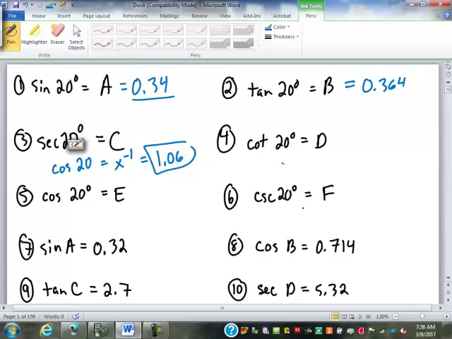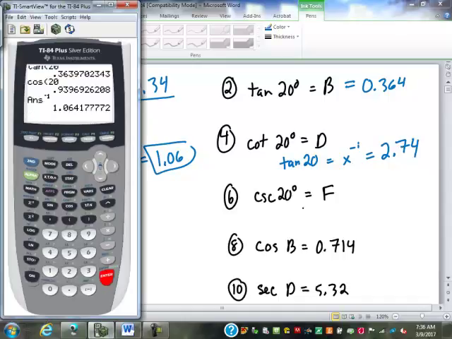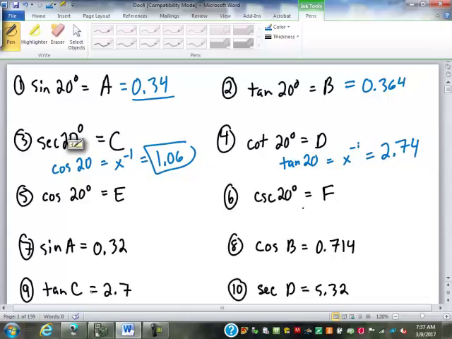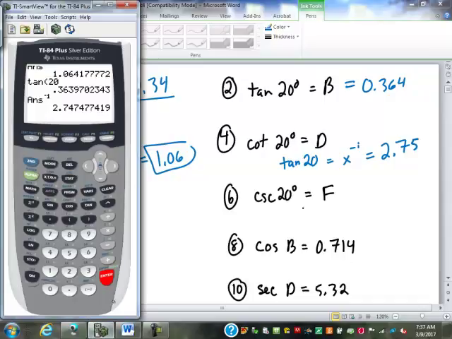Cotangent of 20, what are we going to do there? Go off the tangent of 20, hit equals, and then the reciprocal, which gives us 2 point something. 2.92, 2.74, 2.72. Okay. Let's double check it. No, it's 2.74. I got it written down in a list. Technically, it would be 2.75, because it's 2.747. But yeah, you had the right idea.